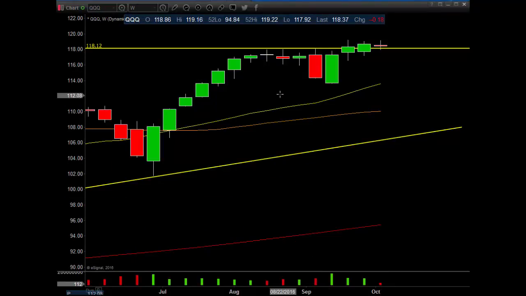The Qs are still staying buoyant. This one was the strongest out of all of them. It was only 18 cents down. I don't have percentages, so I don't know what percentage that is, and it's holding strong. Let's go to the daily.